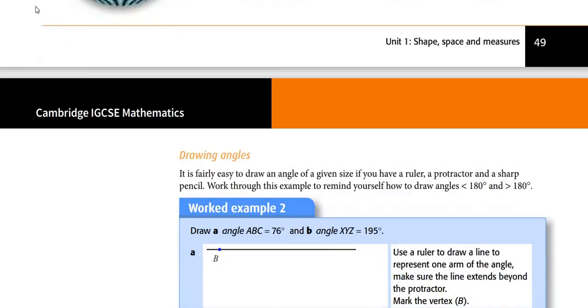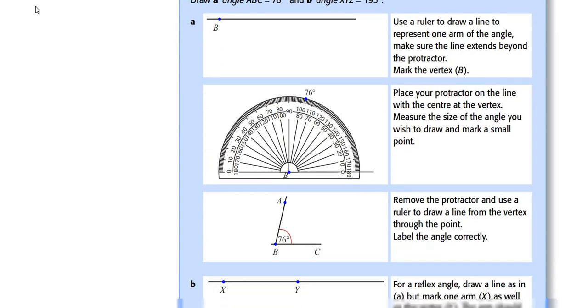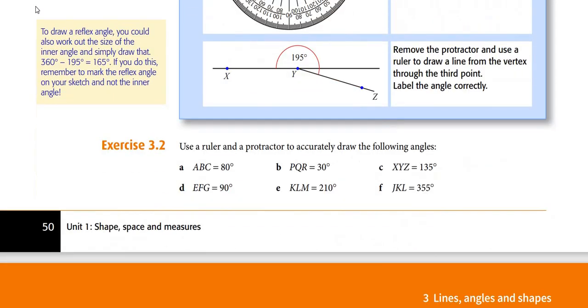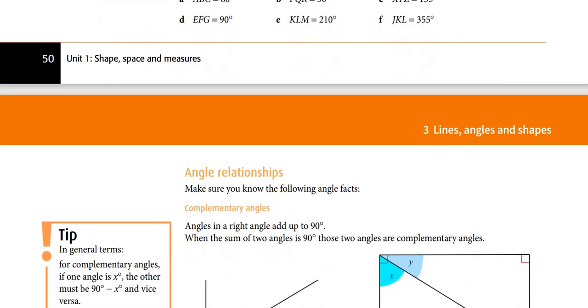Okay, how to draw angles. Okay, use the protractor. Also, you should know all these. Use a ruler and protractor to accurately draw the following angles. You can do all this. I think there's no need for me to explain.